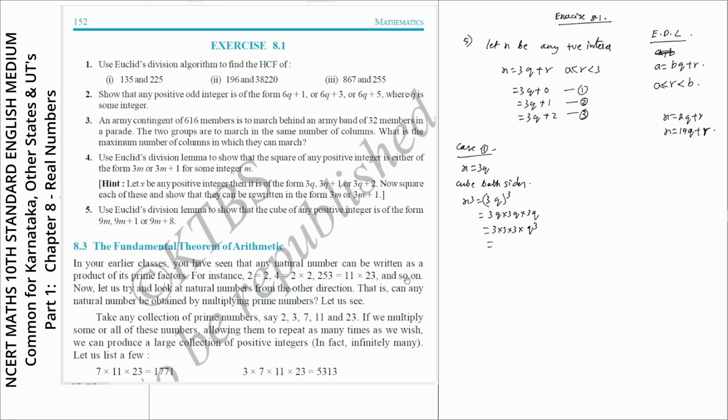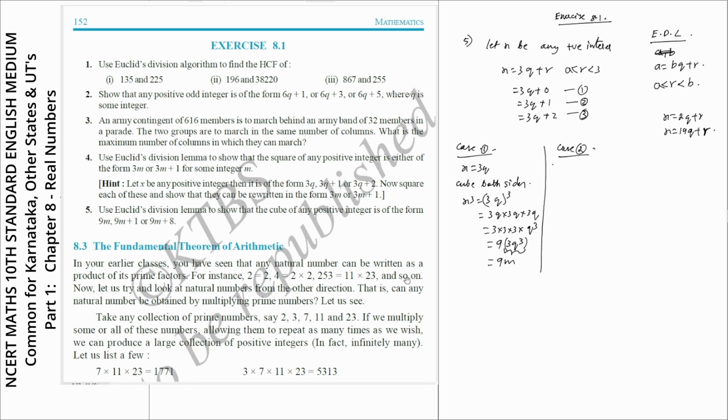Here I'll take 3 3s are 9, 3 3s are 9, and 3q cube is left. Now I'll take 9, and this I will write as m. Now I'll stop here. Next I'll come to the second case, case 2.